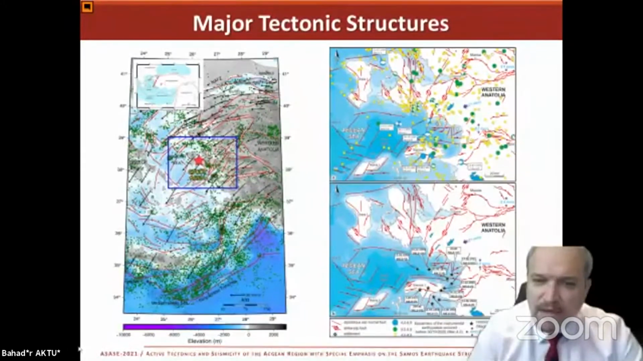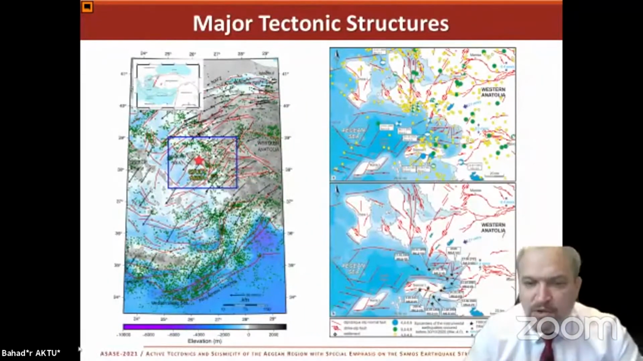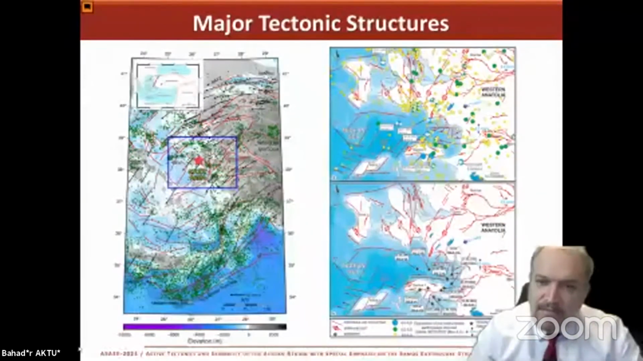which lies in northeastern-southwestern and northwestern-southeastern directions. And in the lower right figure, you will see some historical earthquakes in black asterisks, mainly from the 19th century.